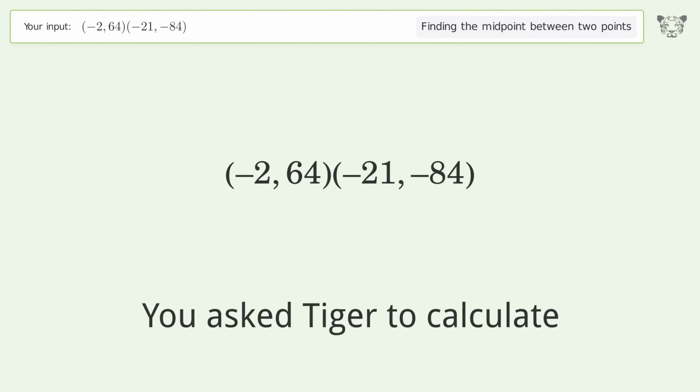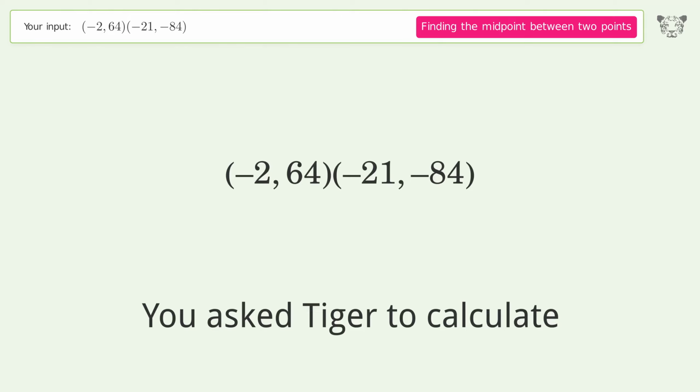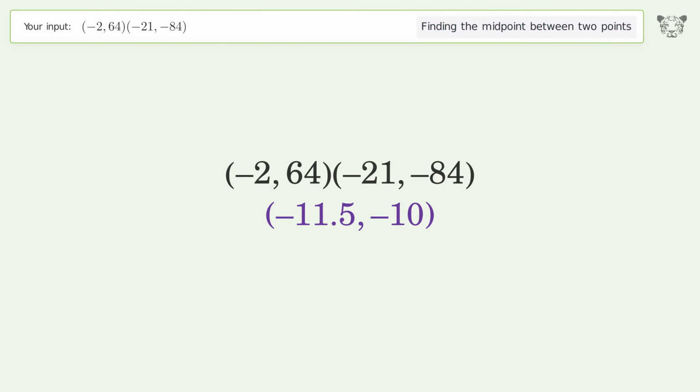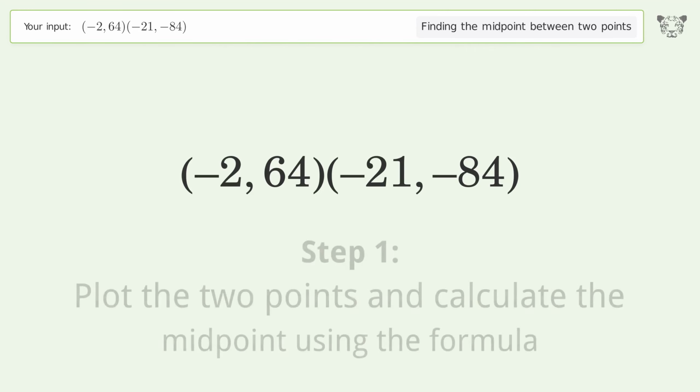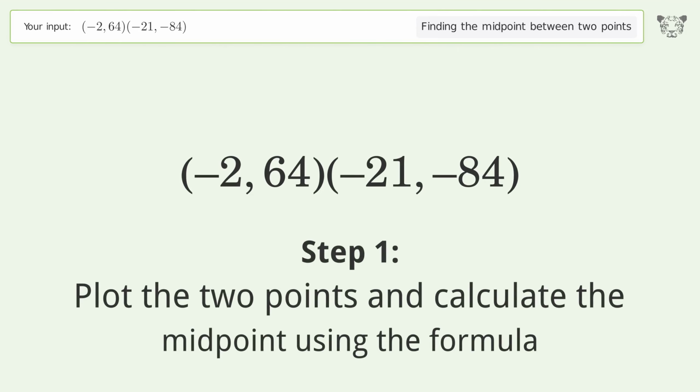You ask Tiger to calculate. This deals with finding the midpoint between 2 points. The midpoint between the 2 points is -11.5, -10. Let's solve it step by step. Plot the 2 points and calculate the midpoint using the formula.